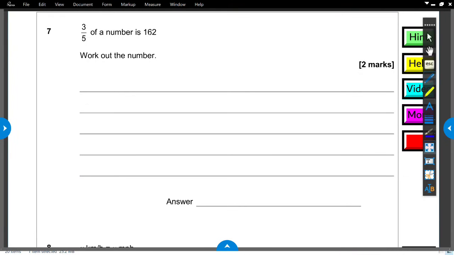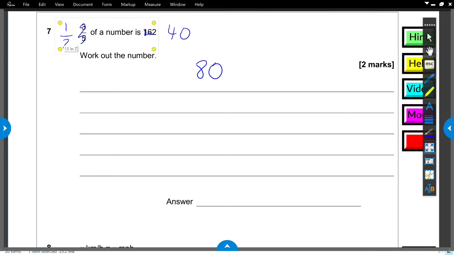3/5 of a number is 162. Let me simplify this down a bit, and we made this into half of a number is 40. But this is pretty simple. The number must be 80. That one's okay. Now we have a fraction here which is less than 1.